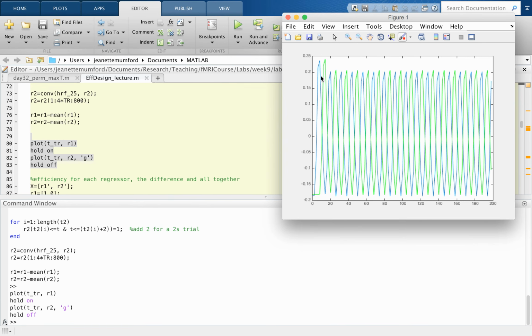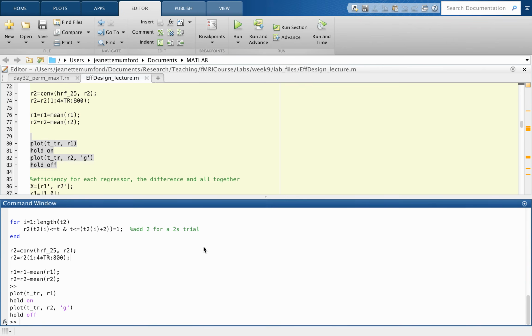There they are. So the blue is for the stimulus, the green is for the response. Looks pretty good. Anyone know why these 2 are higher than all the rest? Think about it. If you can figure out why these are all lower than these, post it in the Facebook group. I'm pretty sure I know why that's happening.